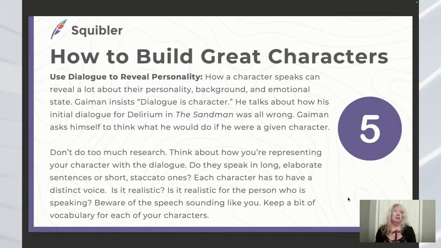Someone who was brought up without an education, would they use large words in their vocabulary? Be very careful that the speech doesn't sound like you, that every character doesn't sound like the way you speak. They should have their own voices. And it might be important to keep a bit of vocabulary for each one of your characters so you remember their speech patterns.